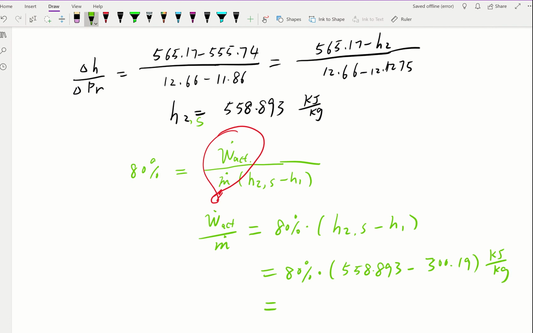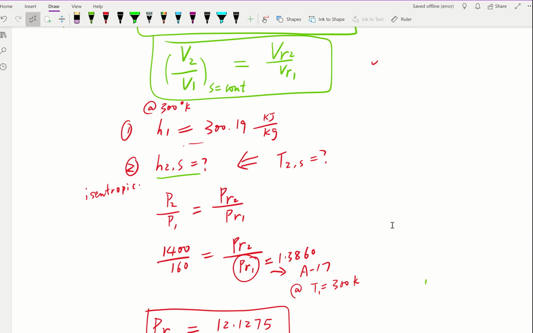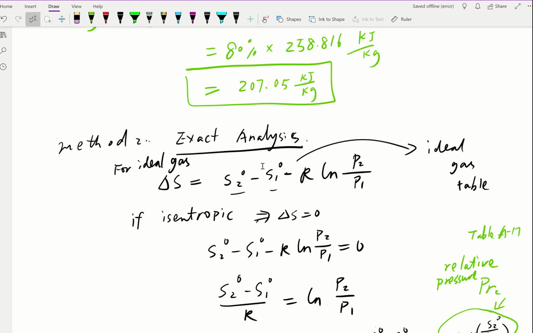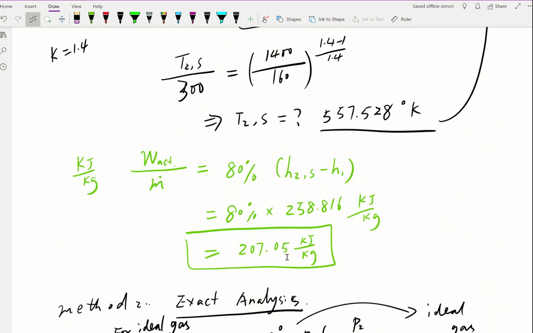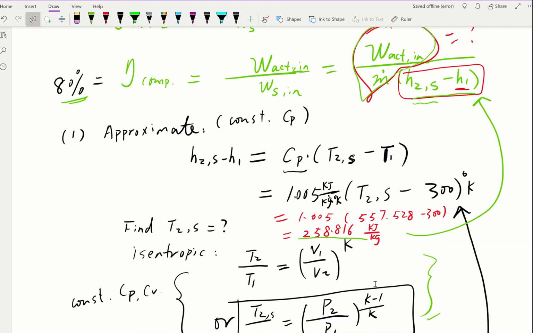So knowing that, let's go ahead and put it in the calculator, 300.19, and then times our 80%. I have a value of 206.96 kilojoule per kilogram. And that is another answer we came up with using exact analysis. Let's compare these two values. Previously we had 207 here. Wow, it's pretty close. This is there too. All right, so that wraps up this example.